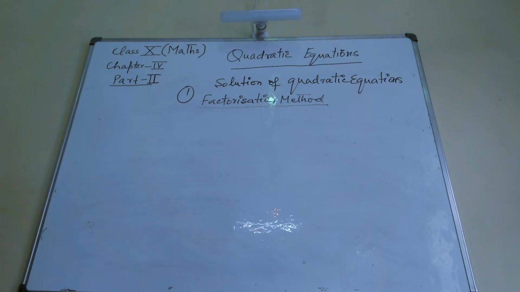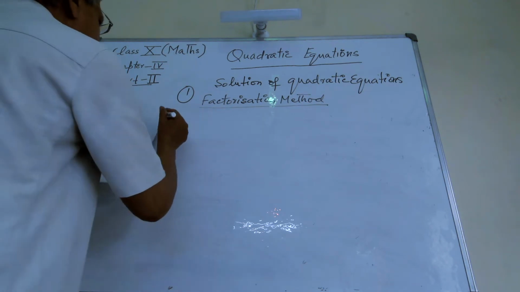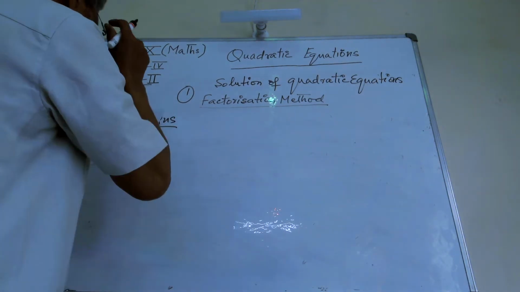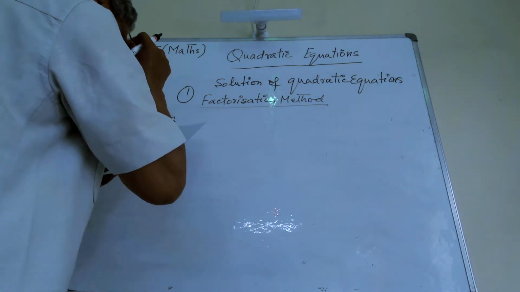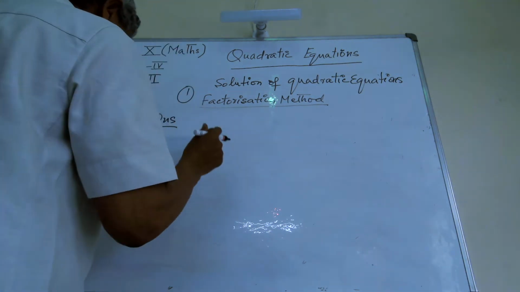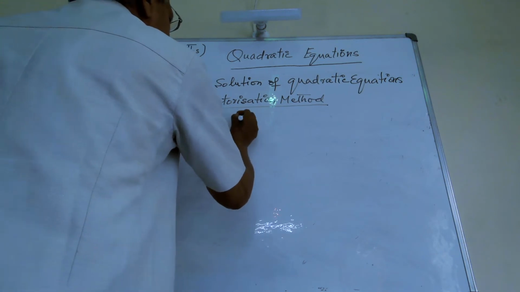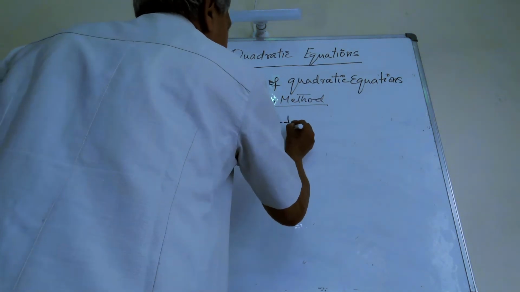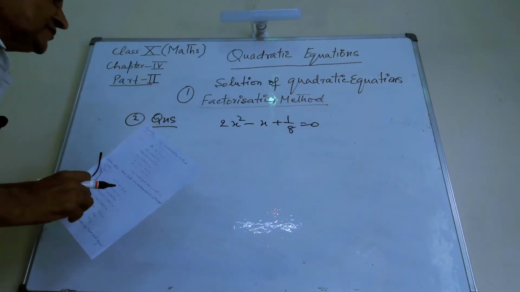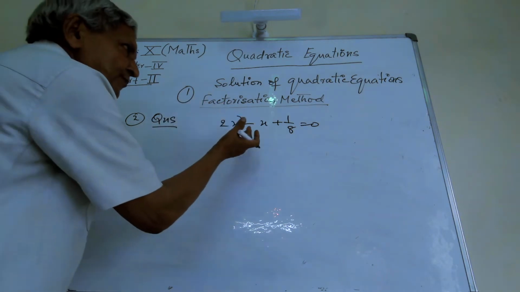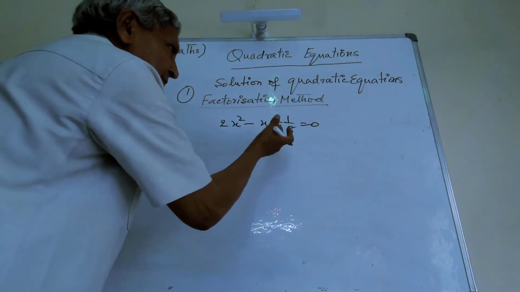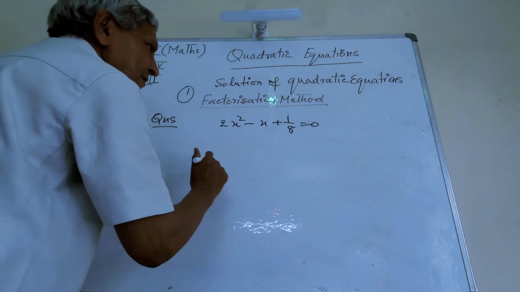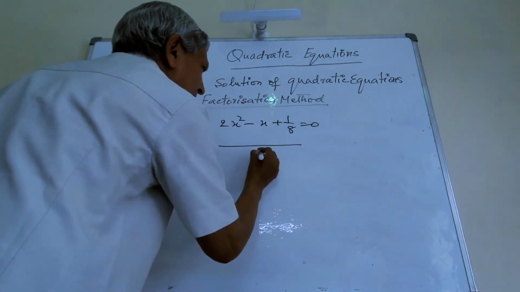Now the second example, the second question: 2x square minus x plus 1 by 8 is equal to 0. This is the second question. Now this is not in proper form. You have to make it in proper form. You have to take the LCM of this quadratic equation. By taking LCM, take LCM 8.